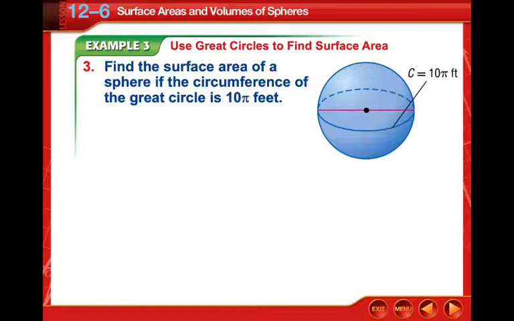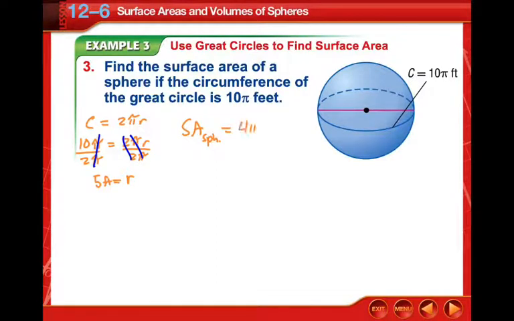So the first way is just to take our circumference. Again, that's 2 pi r. Our circumference here is 10 pi. And just dividing both sides by 2 pi, it's actually pretty simple because everything works out nicely. Our radius is equal to 5 feet. So now we have a radius, we can go ahead and find our surface area. 4 pi r squared, or 4 pi times 5 squared. 5 squared is 25, times 4 is 100, so it's 100 pi.